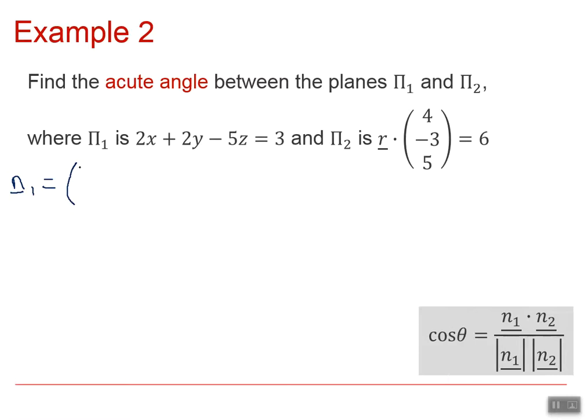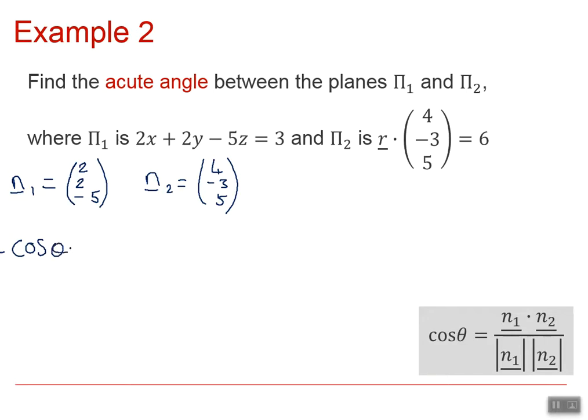So here, the normal vector to plane 1 is (2, 2, -5). And the normal vector to plane 2 is (4, -3, 5). You can see these have been written in different forms. This is in Cartesian form, and this is using the dot with the normal, but it's still very straightforward to find the normal vectors from both of these equations.